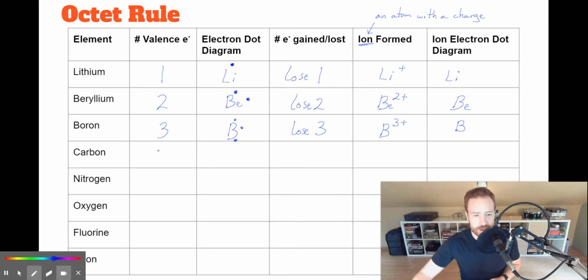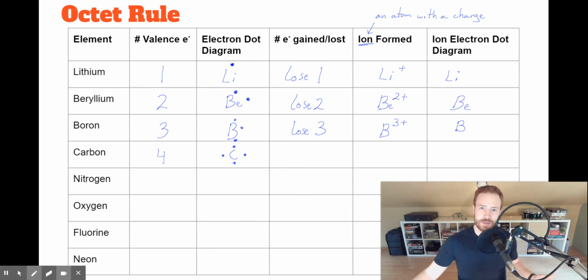Carbon has 4 valence electrons. Boop, boop, boop, boop. That's its electron dot diagram. It could lose 4 or it could gain 4. Which one of those is going to be easier? Well, neither. They're the same difficulty. And so it is everything in this column with carbon.